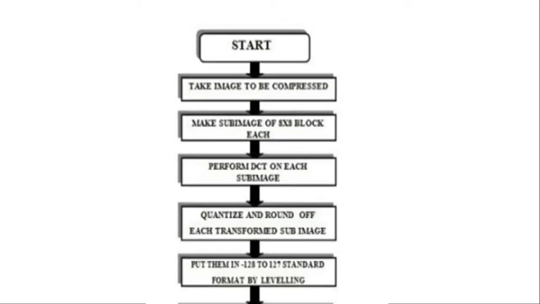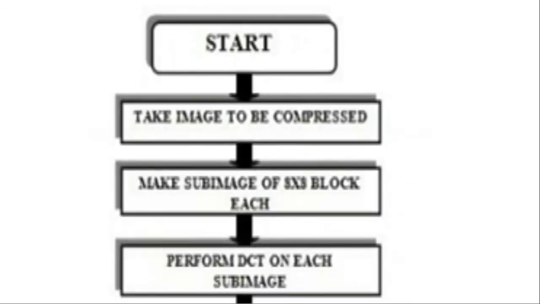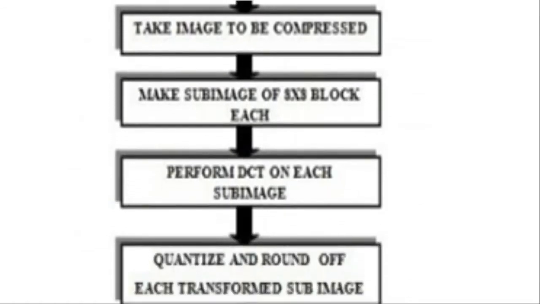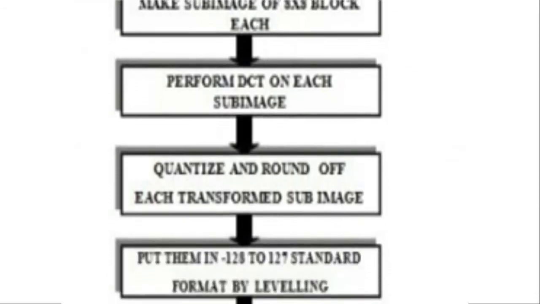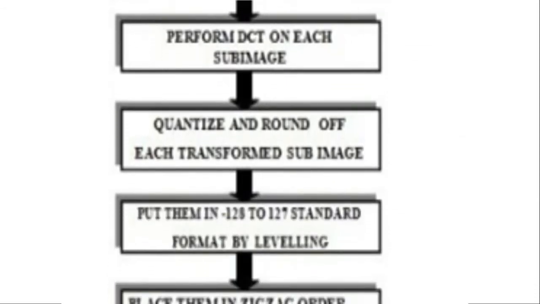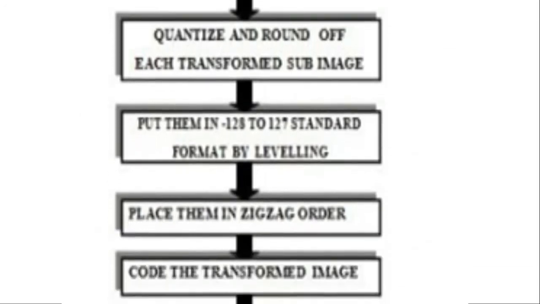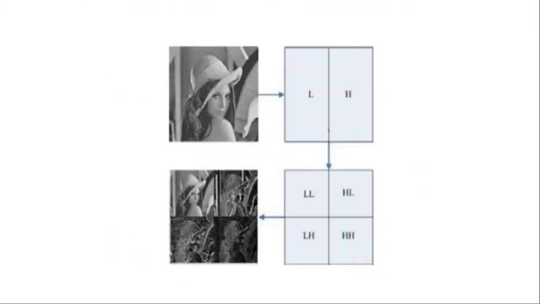As you can see in the flow chart, these are the steps for the compression procedure. First, we are going to start and take an image to be compressed. Then we will make sub images of 8 by 8 blocks each. Then we will perform DCT on each sub image. Then we will quantize and round off each transformed sub image. Then put them into standard formatting by labeling. Then place them in zigzag order and code the transformed images. Then the image is compressed. So DCT is a technique for image compression which performs efficiently at medium bit rates.